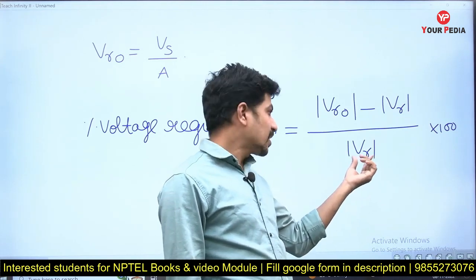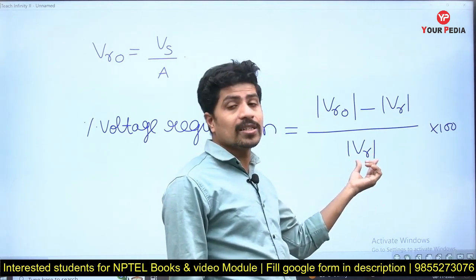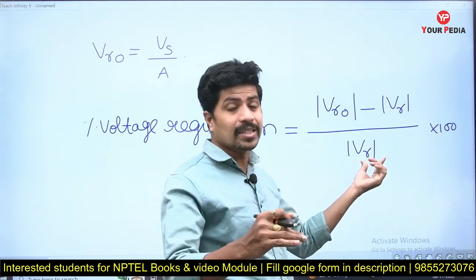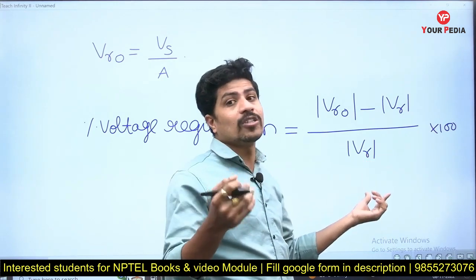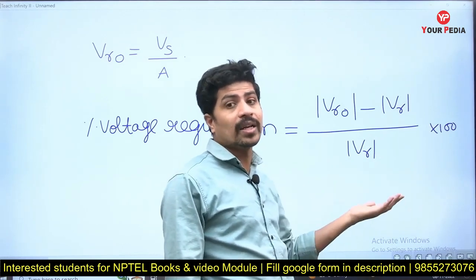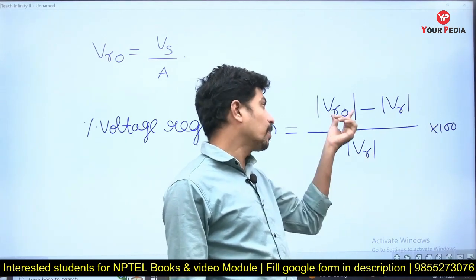Why? Because the full load voltage is less when compared to the no load voltage. In the denominator it is more, then the value is going to be less. It is called regulation down. For a transformer we are calculating regulation down. For all other electrical equipment we are finding regulation up. This is a less value when compared to this value.